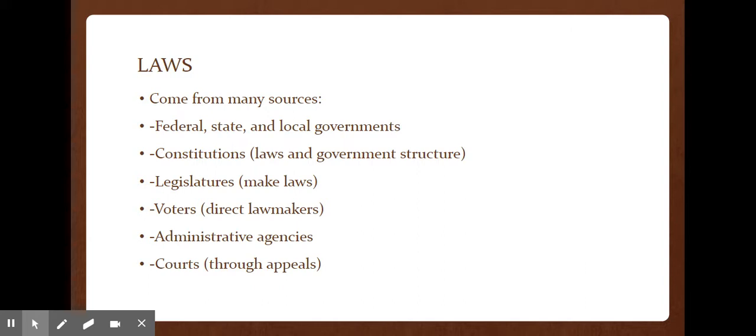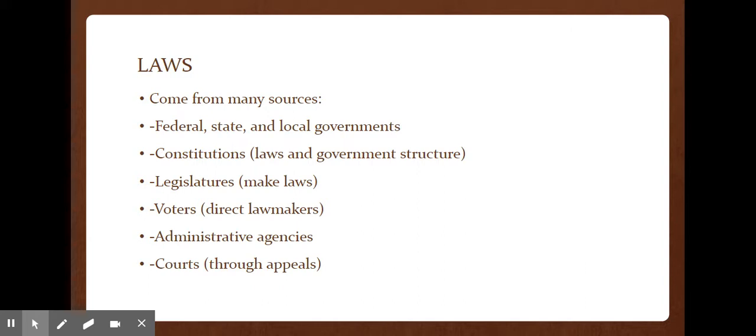Then the voters. The voters are direct lawmakers. A lot of times, these laws happen at the local level, but on election day, you will often find ideas to be voted on, bills to be voted on. Of course, if enough people support them, the bill becomes a law. You might actually vote on the law itself. So voters play a role in creating law.